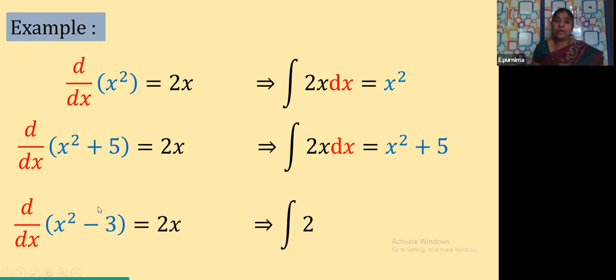Because here the constant minus 3 is there, it is 0. So the integral of 2x dx is equal to, I should get back this function, x square minus 3, I got. So if you see these three examples that I am showing here, the functions are different. Here x square is there, here x square plus 5 is there, here x square minus 3 is there. But in all the three cases, we got the same derivative. What is that? It is 2x.